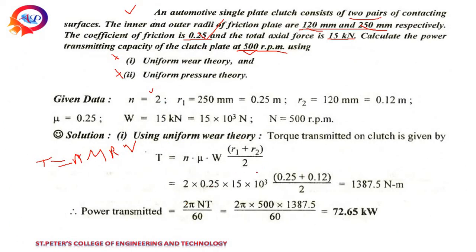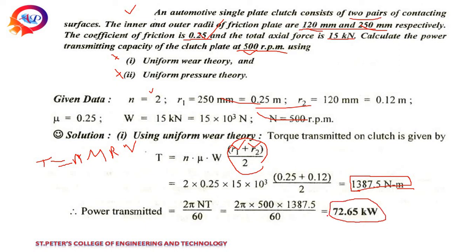Here first consider uniform wear theory. In uniform wear theory R is nothing but (R1 plus R2) by 2. Therefore, when you substitute, we will get the value of torque equal to 138.5 Newton meter. Then how do you find power from torque? Power equal to 2 pi N T by 60, we all know this equation. You get the torque in Newton meter because I substituted R1 and R2 everything in SI unit. If you substitute in millimetres, you will get Newton mm. So be very careful with the units. For power in kilowatts, it should be in SI units, Newton meter. So with 2 pi N T by 60, I will get the value of 72.6 kilowatt.